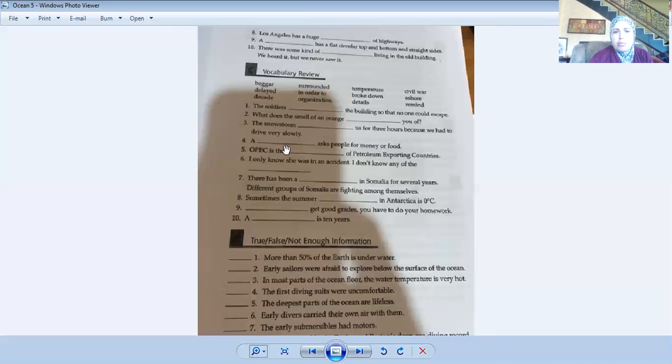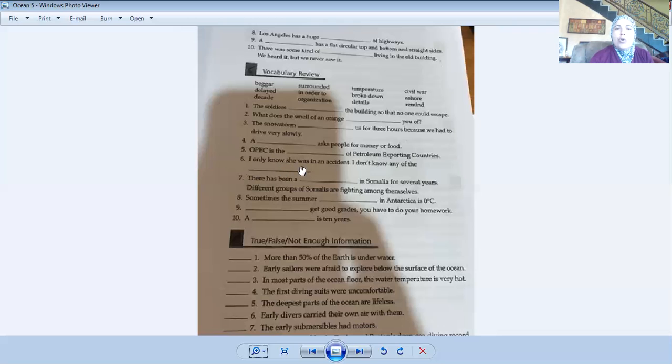Number 4, a beggar asks people for money or food. I think this is really clear. That's what a beggar does. OPEC, this is a symbol. These are letters that stand for something. It is the Organization of Petroleum Exporting Countries. P stands for petroleum, E stands for exporting, and C for countries, all right? That might be Kuwait and Saudi Arabia and Qatar, you know, those countries.